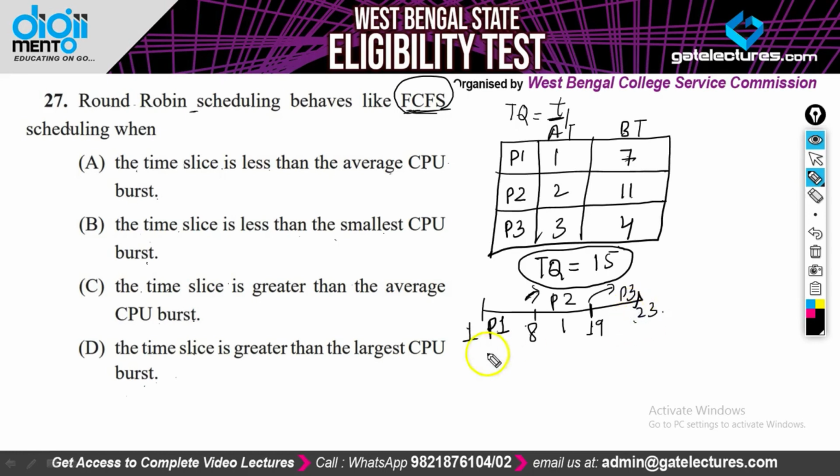If we see, it is exactly behaving like FCFS, isn't it? Because the time quantum is so big that the burst time of the processes is smaller than the time quantum, so they are coming on the basis of their arrival time, completing and going out, and then the next process is coming. So it behaves exactly like FCFS when the time quantum is greater than all the CPU bursts, meaning it is greater than the burst time of all the individual processes. So option D satisfies it perfectly: the time slice is greater than the largest CPU burst.